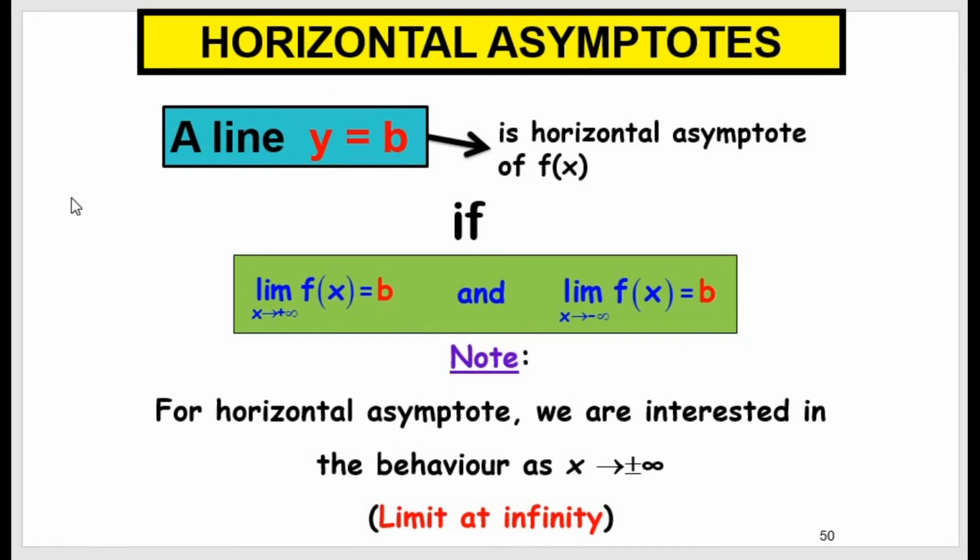Next, we look at the horizontal asymptote. What is a horizontal asymptote? If you have a line labeled as y equals b, this line is a horizontal asymptote if the limit as x approaches positive infinity of the function is equal to a value b, and also the limit as x approaches negative infinity of the function is also equal to b. Note that for horizontal asymptotes, we are interested in the behavior of x approaching positive or negative infinity.